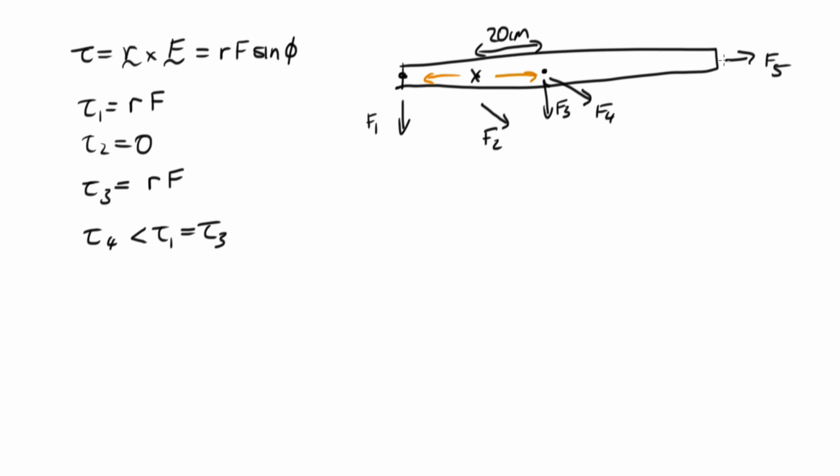Now torque 5 is also 0 because the radial vector in this case is in this direction, the force is in this direction, and so when we have the radius and the force parallel, the cross product's 0. So torque 5 is also 0. So we can say torque 1 is equal to torque 3. They are greater than torque 4, and that's greater than torque 2, which is equal to torque 5, which is equal to 0.